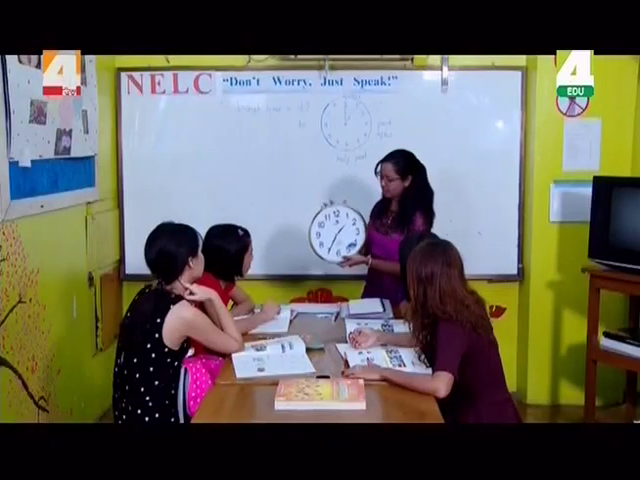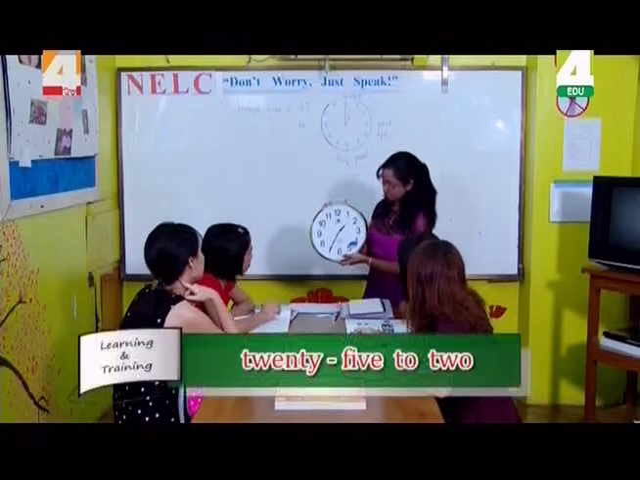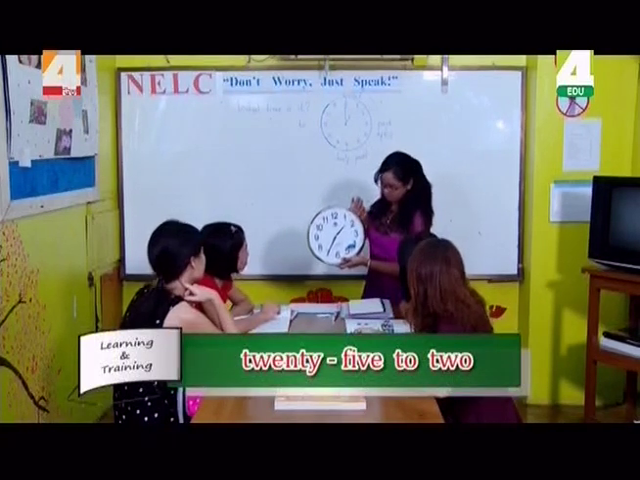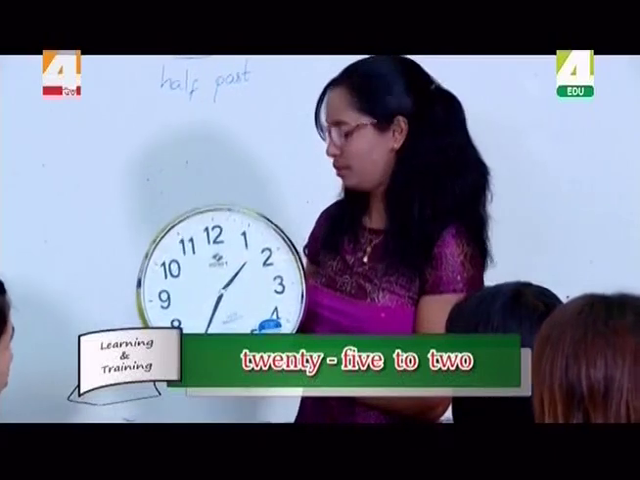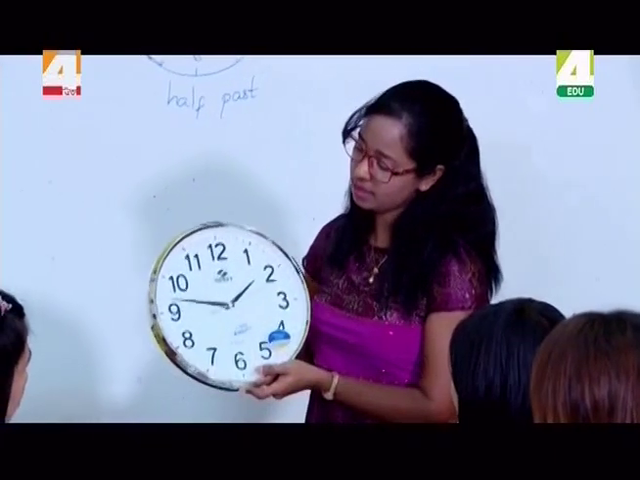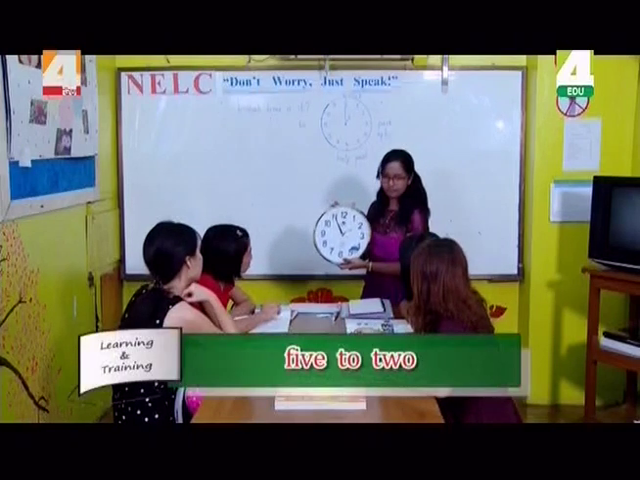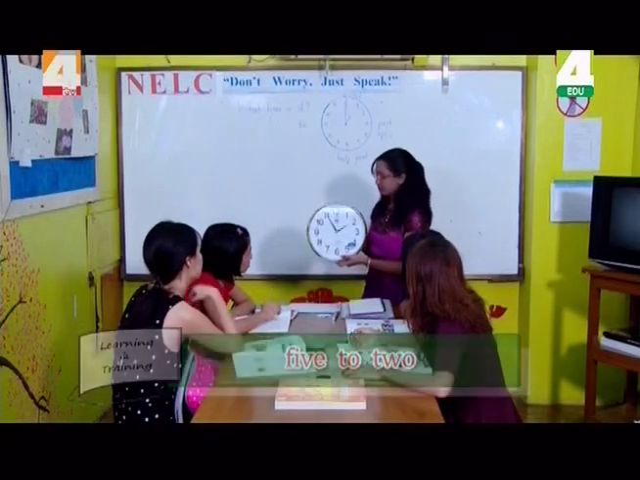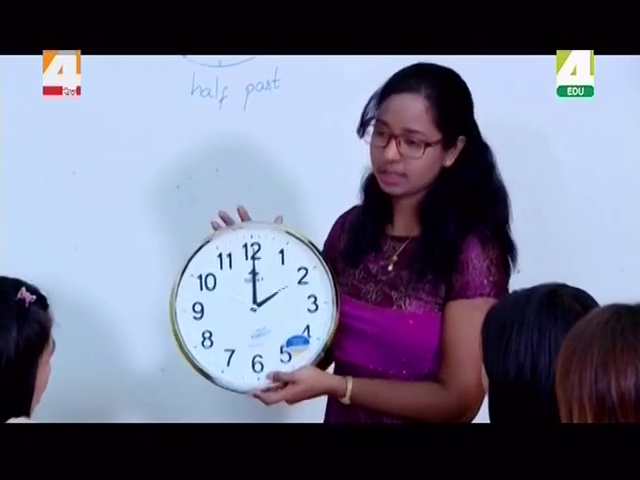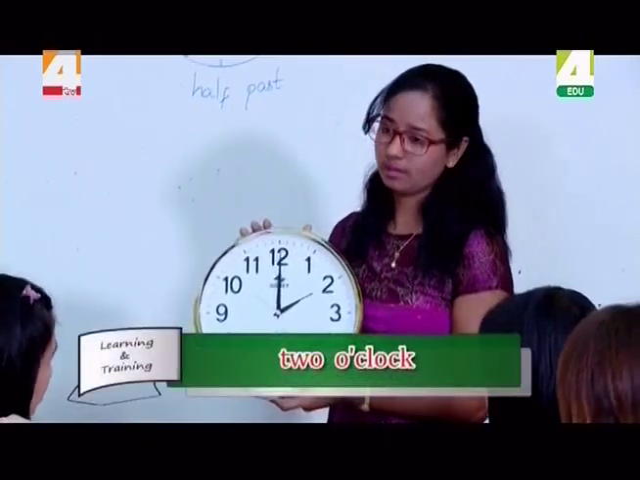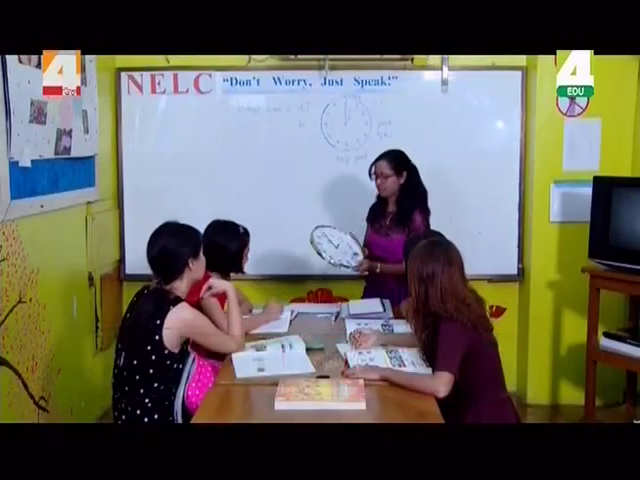So what time is it now? 25 to 2. Very good. 25 to 2. Okay, this is the last one. What time is it now? 5 to 2. 5 to 2. What time is it now? 2 o'clock. 2 o'clock. Very good. So now you know it, right? How to tell the time.